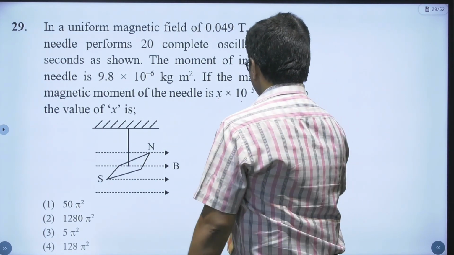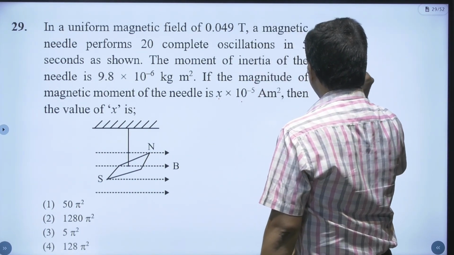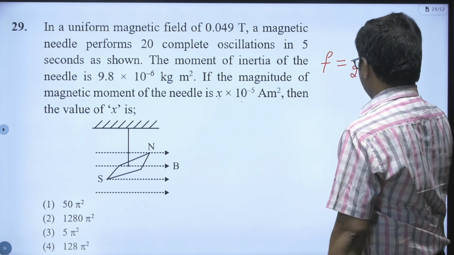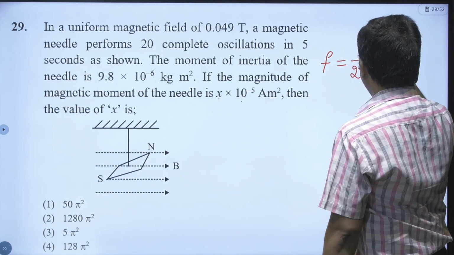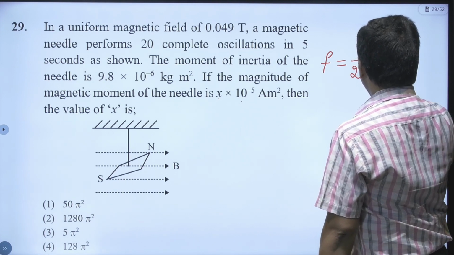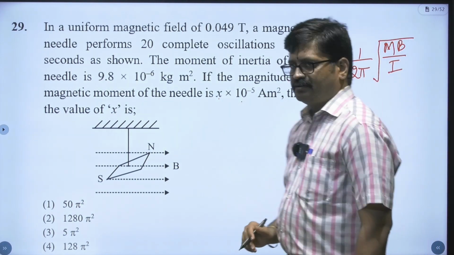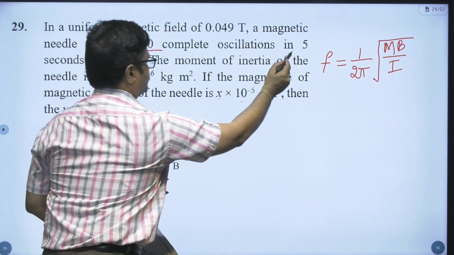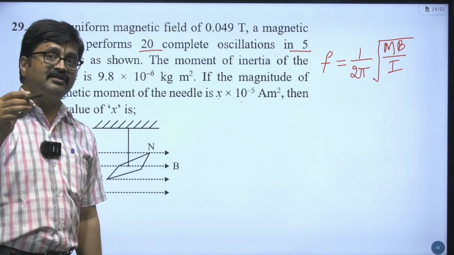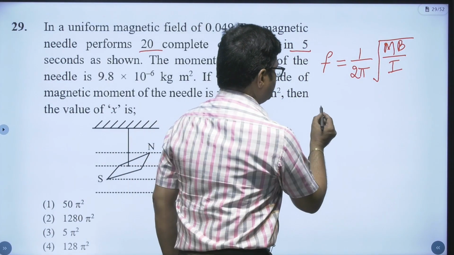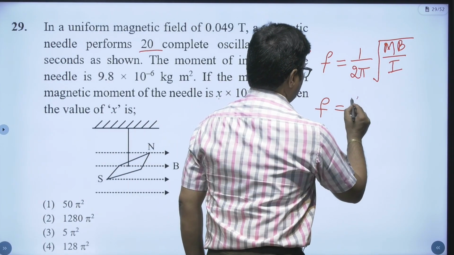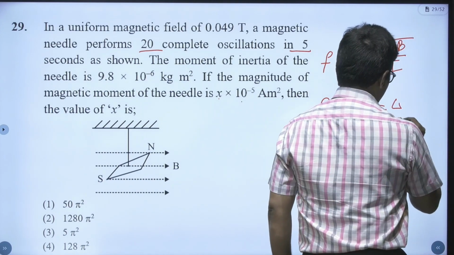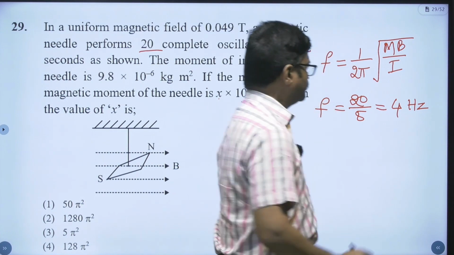And we know that the frequency of a magnetic compass needle is 1 by 2 pi into square root of mB divided by I. Why did I take frequency? Because if you just refer to the problem here, it performs 20 complete oscillations in 5 seconds. So they have given us a hint to calculate frequency. So frequency f, I can calculate it as 20 oscillations divided by 5 seconds. So that should be equal to 4 hertz. So this is the frequency here, right?